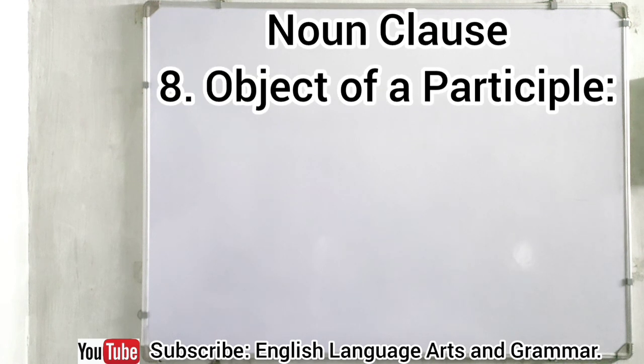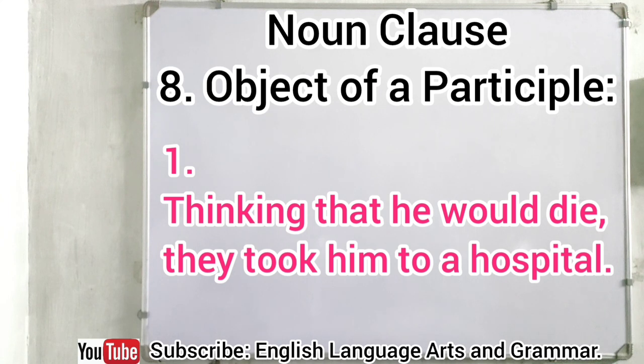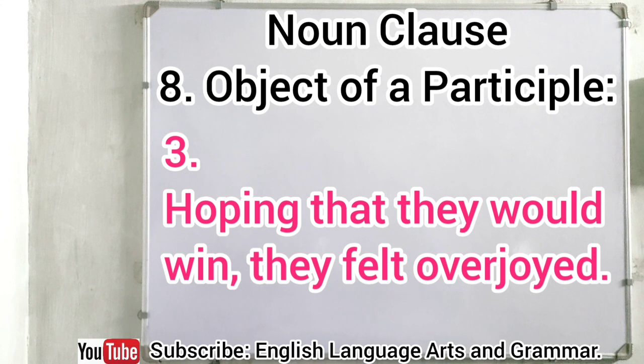Let us learn some examples of object of a participle. Example 1. Thinking that he would die, they took him to a hospital. Example 2. Hoping that they would win, they felt overjoyed.